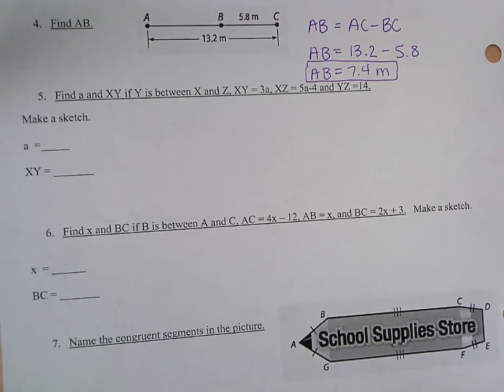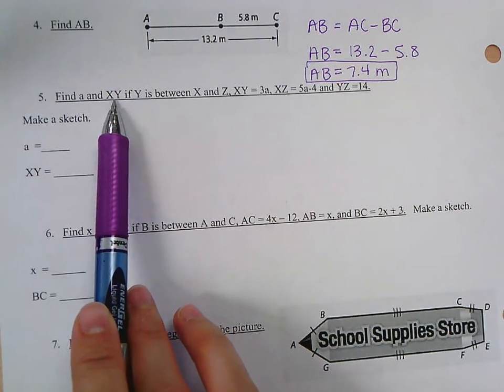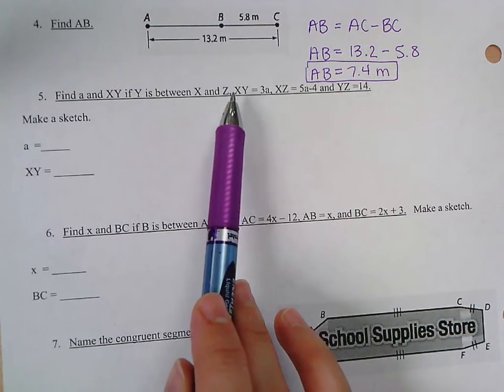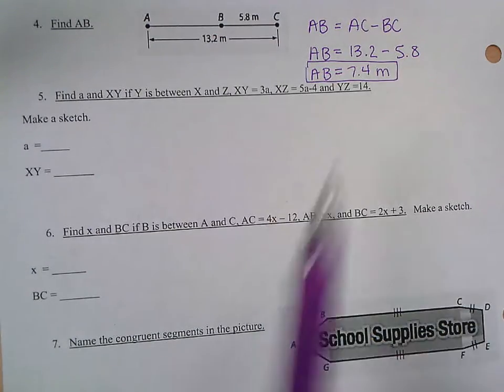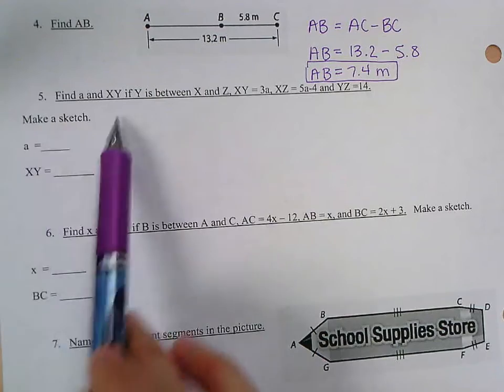So number 5 says find the value of A and measure of segment XY if Y is between X and Z. XY, that measure is equal to 3A. The measure of XZ is equal to 5A minus 4. The measure of YZ is equal to 14. And then I have here make a sketch.